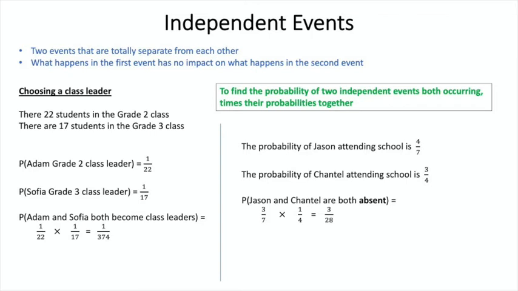A trick question, because if Jason has a 4 out of 7 chance of attending, it means the rest, which is 3 out of 7, is his chance of being absent. If Chantal's probability of attending school is 3 out of 4, her chance of being absent is whatever's left over, 1 out of 4. Times them together and there's your answer. That's the first half done.